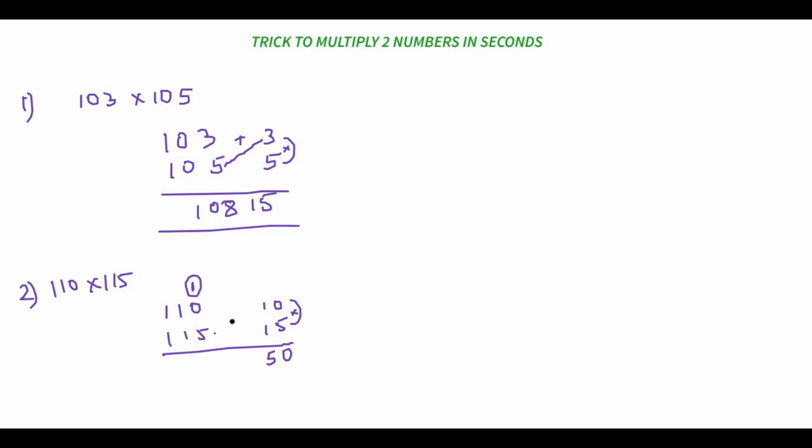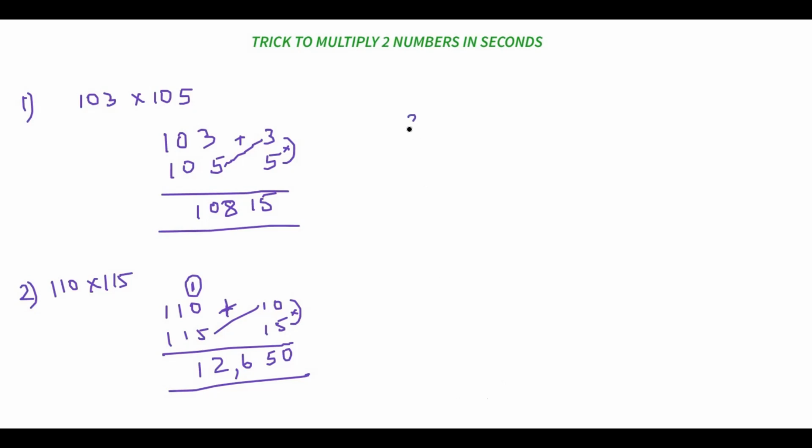Now the next step we will cross add up. We will not cross multiply. We are going to cross add this. Right? 115 plus 10 is 125. 125 plus 1, 126. So here's our answer, 12,650. 110 times 115 is 12,650. Isn't it very easy? Now, I want you people to try one question with me.